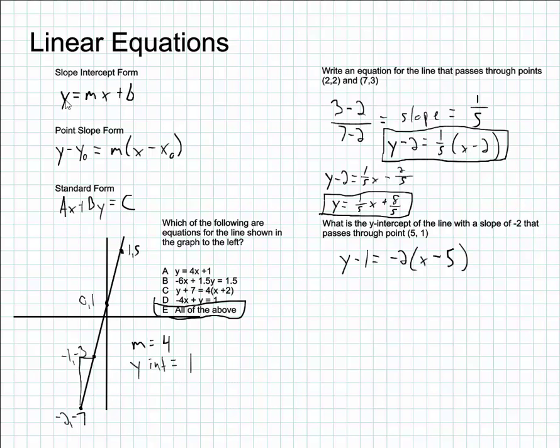So let's distribute the negative 2. So y minus 1 equals negative 2x plus 10, and now let's add 1 to both sides. And that will give us y equals negative 2x plus 11. So the 11, we know that y equals mx plus b. B is our intercept. So we know that the y-intercept is equal to 11.